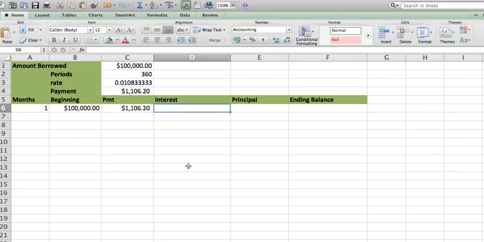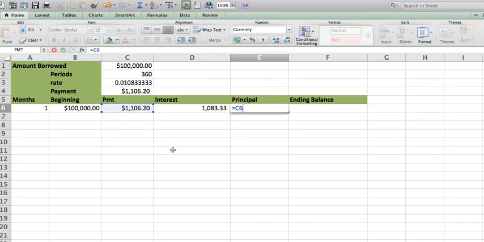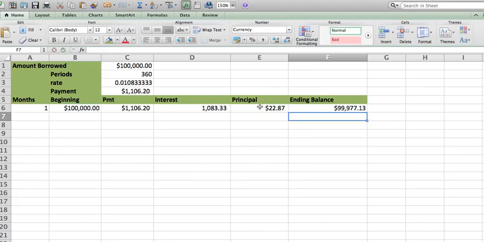Now, how do I calculate the interest? The interest is calculated in the following way. You do equals the beginning balance times the rate. This is how much you're going to be paying on interest every month. But remember, this amount is going to change all the time. How do I do the principal? Well, this is how much you make on your payment minus the interest that you pay. That's going to be your principal, and your ending balance is going to be the beginning balance minus what you pay on your principal.